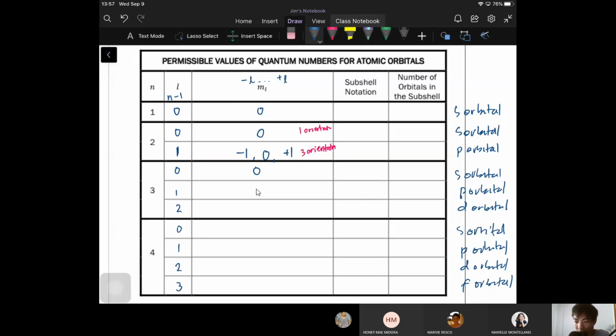So, copying ko lang yung iba. Hindi nyo naman to kailangan kabisaduhin, no? Basta kailangan alam nyo lang yung mga possible values, no? Okay. So, yan. Ito, kapag L is equals to 2, ano yung possible values for ML? Pwedeng negative 2, negative 1, 0, positive 1, positive 2, no? So, that means we can have 5 orientations for the d orbital. Yung limang shape na pinakita ko. So, each shape, they correspond to 1 ML value, no? Then, copying ko na lang yung iba.